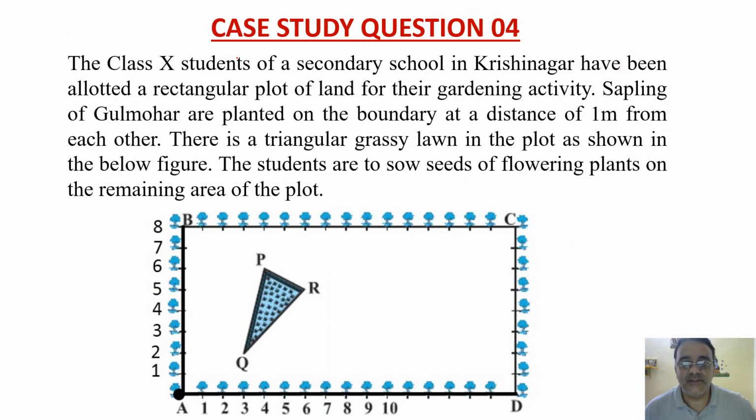So now we are moving toward question number 4. The class 10 students of a secondary school in Krishinagar have been allotted a rectangular plot of land for their gardening activity. Sapling of gulmohar are planted on the boundary at a distance of 1 meter from each other. There is a triangular grassy lawn in the plot as shown in the below figure. The students are to sow seeds of flowering plants on the remaining area of the plot.